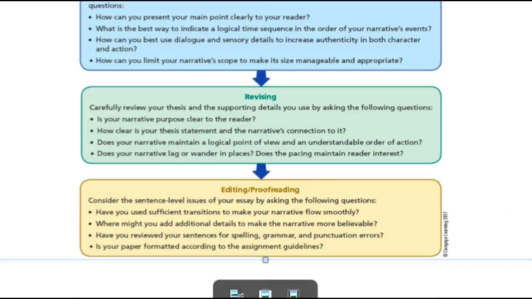Then with revising, you want to carefully review your thesis and the supporting details you use by asking these questions. And then editing and proofreading. So take a look at the sentence level issues of your essay by asking the following questions.